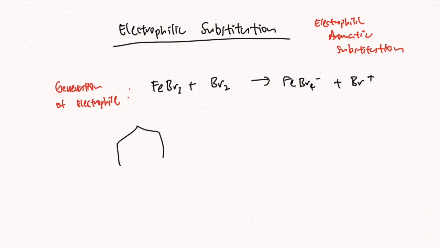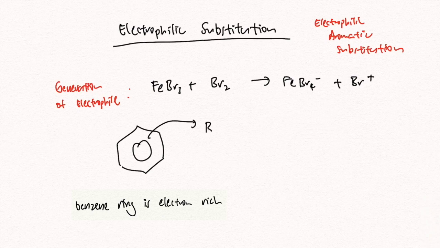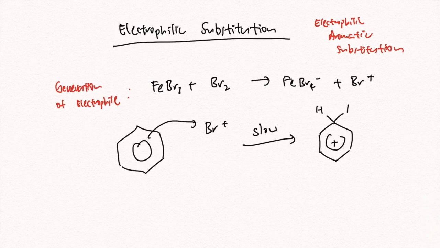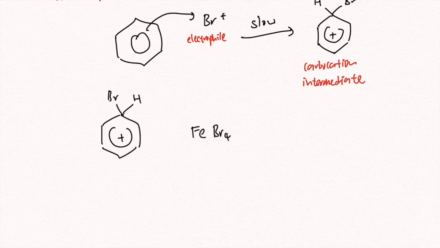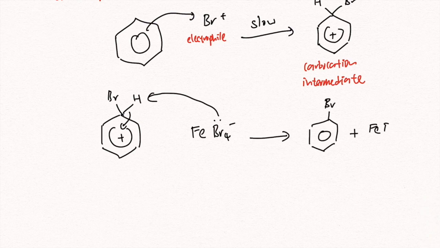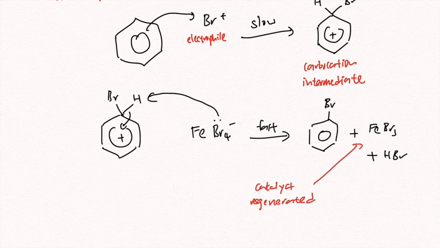Once the bromine electrophile is produced, the benzene or your aromatic compound will attack the electrophile. This is a slow step. This will produce a carbocation intermediate. After this carbocation intermediate is produced, in the second step, the negatively charged FeBr4- will attack this carbocation intermediate in order to form FeBr3, HBr, and our product bromobenzene. So you can see electrophilic substitution has occurred because the hydrogen atom is substituted with a bromine atom. Furthermore, as you can see, the catalyst that we use at the start is regenerated in the final step.